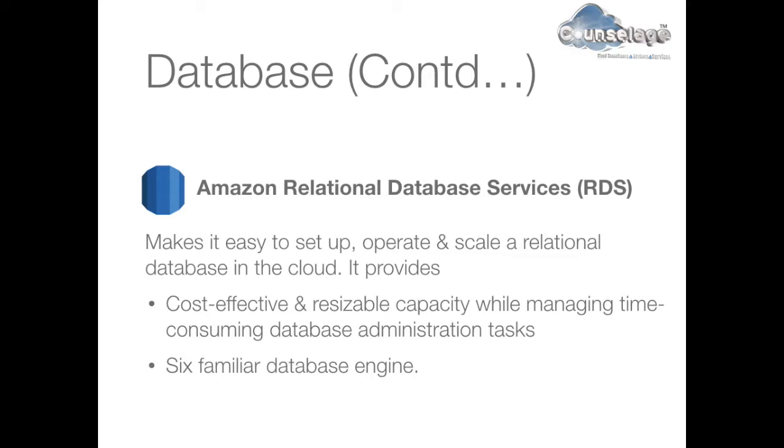So what happens with Amazon RDS? It makes it easy to set up, operate, and scale a relational database in the cloud. It provides cost efficient and resizable capacity while managing the time consuming database administration tasks, freeing you up to focus on your application and business. Now, RDS provides you six familiar database engines to choose from. And like all other cloud products, it's highly scalable, secure, available, and durable.